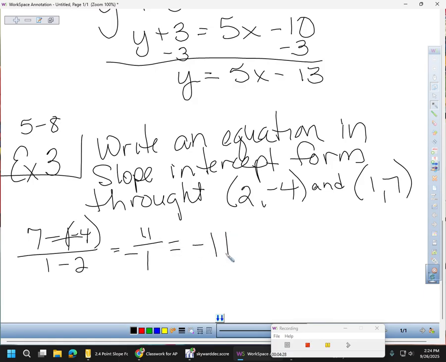So now we have a point and a slope. Okay? So we put it into point slope. It does not matter which point you use. Now, personally, I always use the first one because technically that's x1, y1. But it doesn't matter because you're going to get the same answer no matter what.